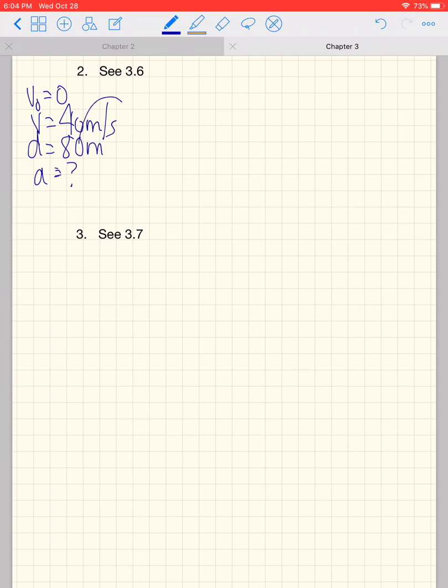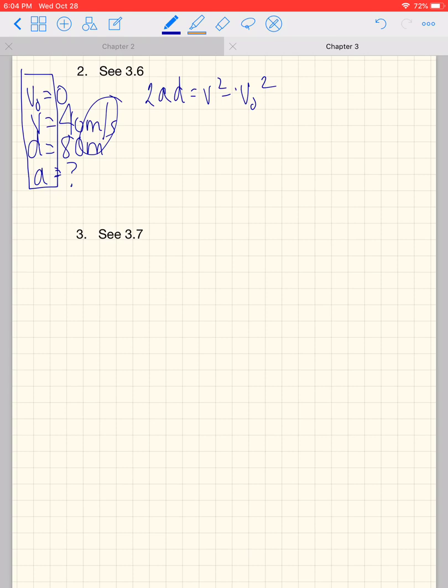Now I'm going to look right away. Do my units play nicely? I got meters per second, all in metric. I like it. Now I'm going to look at the set of knowns and unknowns, and I'm going to look for an equation that has v naught, v, d, and a. So it's 2ad is equal to v squared minus v naught squared. That's the equation that accommodates all of those.